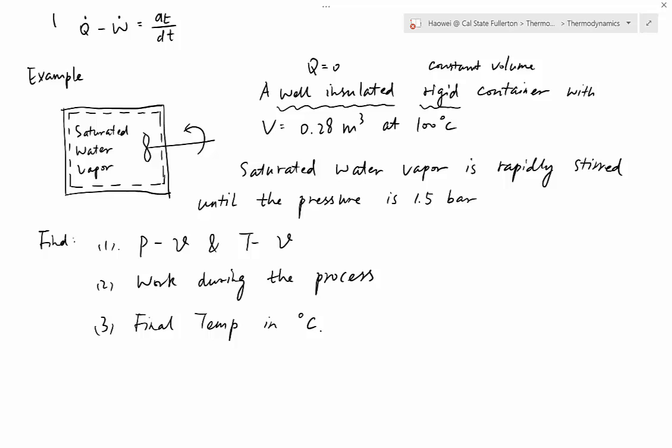Okay, the example asks for three things. The first one is to sketch the two diagrams, P versus nu and T versus nu diagrams. The second one is to find out how much work is transferred from the paddle wheel to the saturated water vapor. And then the third one is to look for the final temperature in Celsius. Okay, so let's do the first one. Let's sketch the two diagrams.